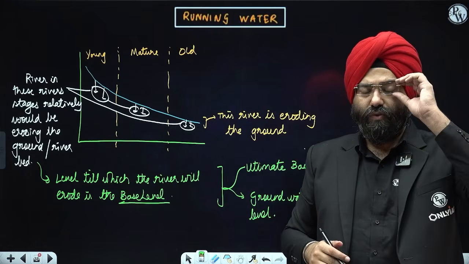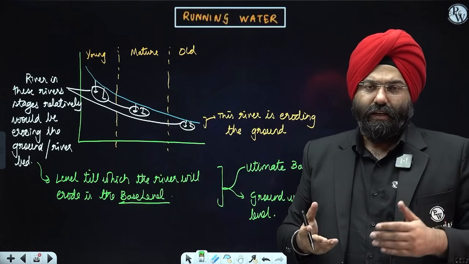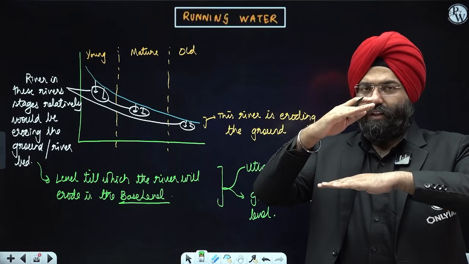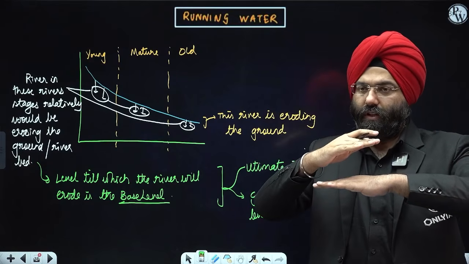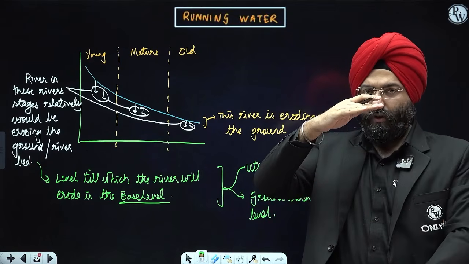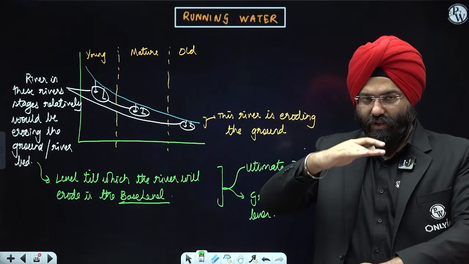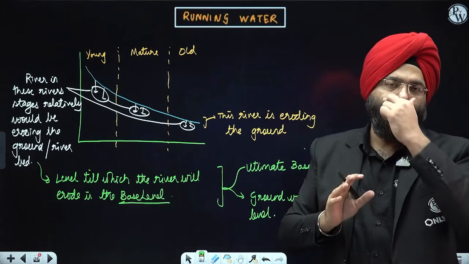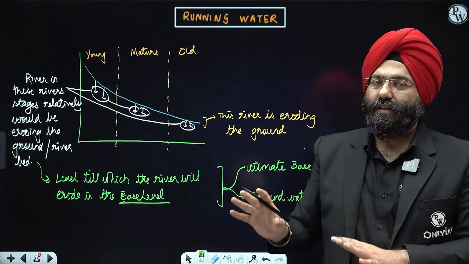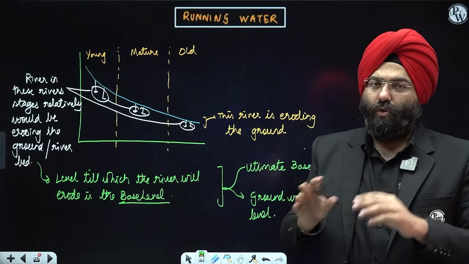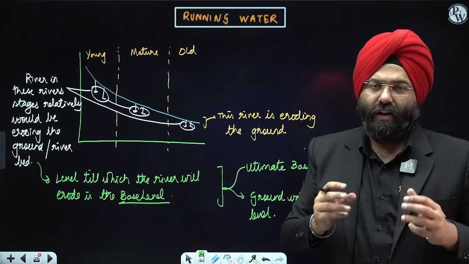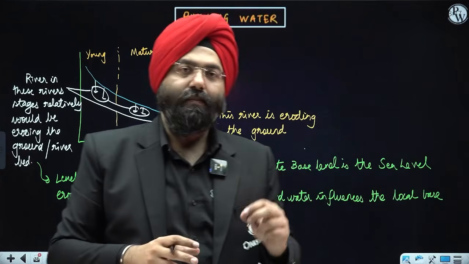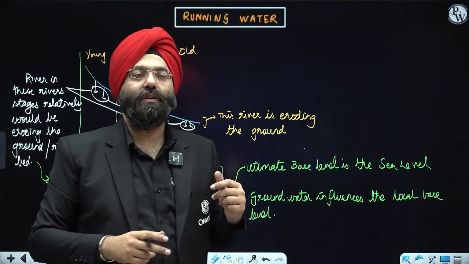If supposedly due to some reason the groundwater level rises, the erosional capacity of the river around that region will decrease. It will not erode further. But if that base level falls down, it will again start eroding till it reaches the base level. So this is the concept of base level that you should understand. The ultimate base level is the sea level. The local level is obviously influenced by local factors and the groundwater present at that particular region. And that marks the erosional ability of a particular river also.